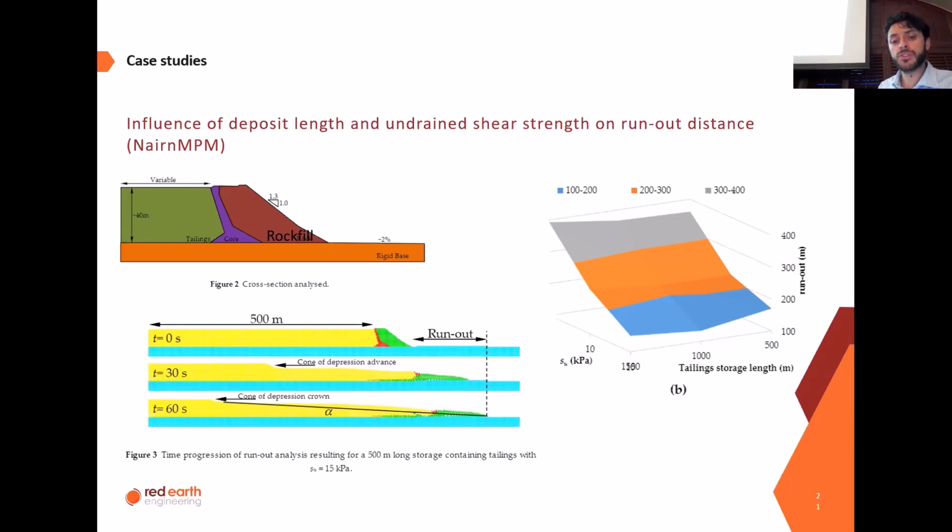Nevertheless, we use this geometry to try to understand how, from a geotechnical engineering perspective, the dimensions of your tailings storage, which is represented by the storage length in the plot at your right-hand side, will affect your runout, but also taking into consideration what will be the undrained shear strength of your tailings. What we conclude in this study is that the tailings storage length didn't actually have much of an influence. And the main driver of the runout distance was the undrained shear strength.